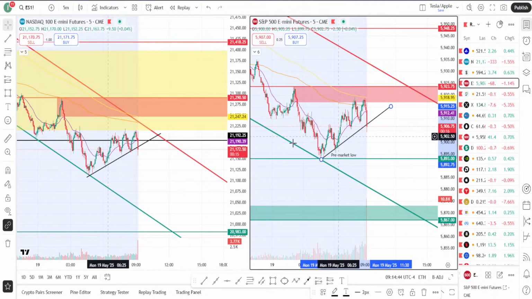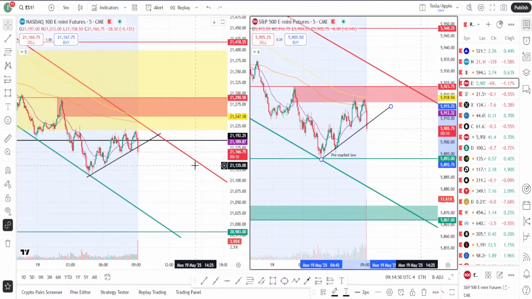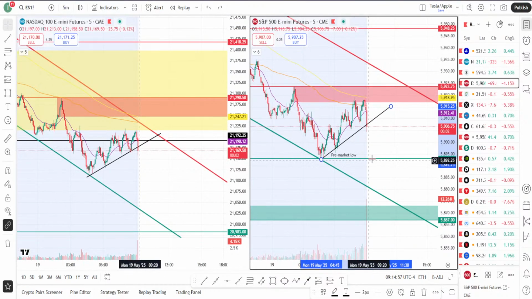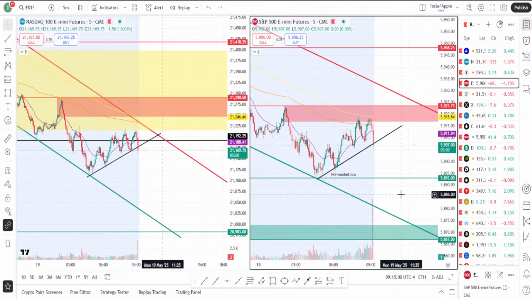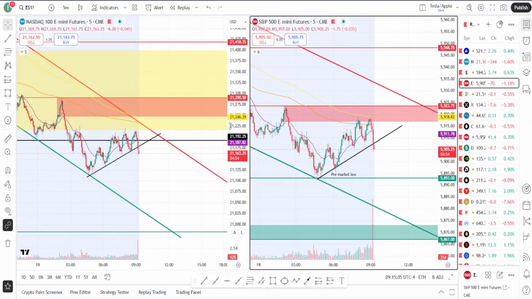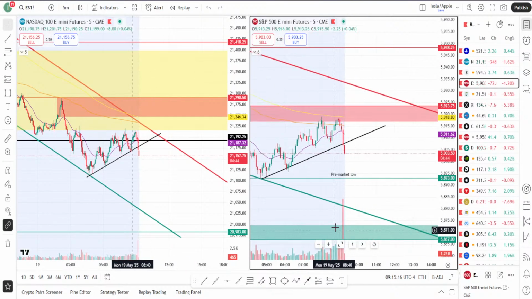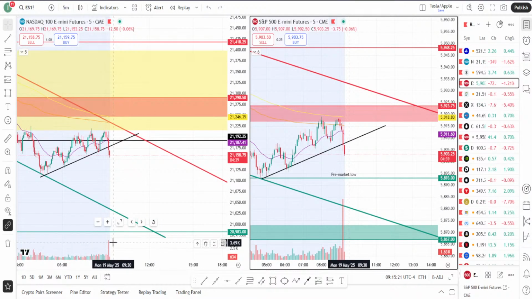Oh, it's a lot of volatility right now before market open. That is crazy. Market is moving right now. Look at that volume right there. We had a huge volume spike. Huge volume spike right here.